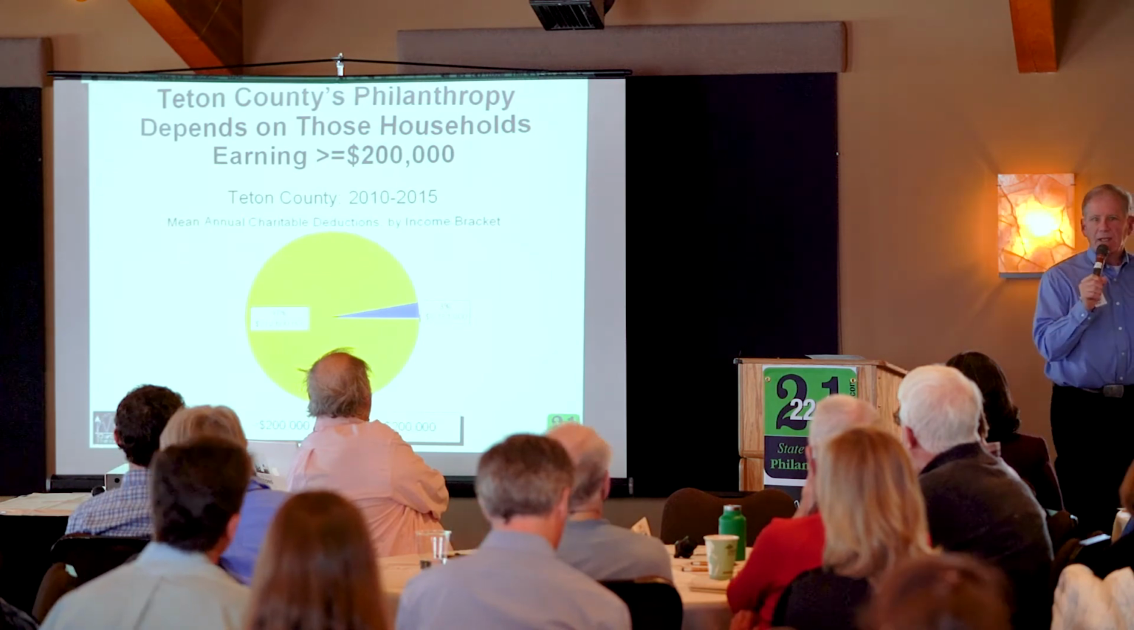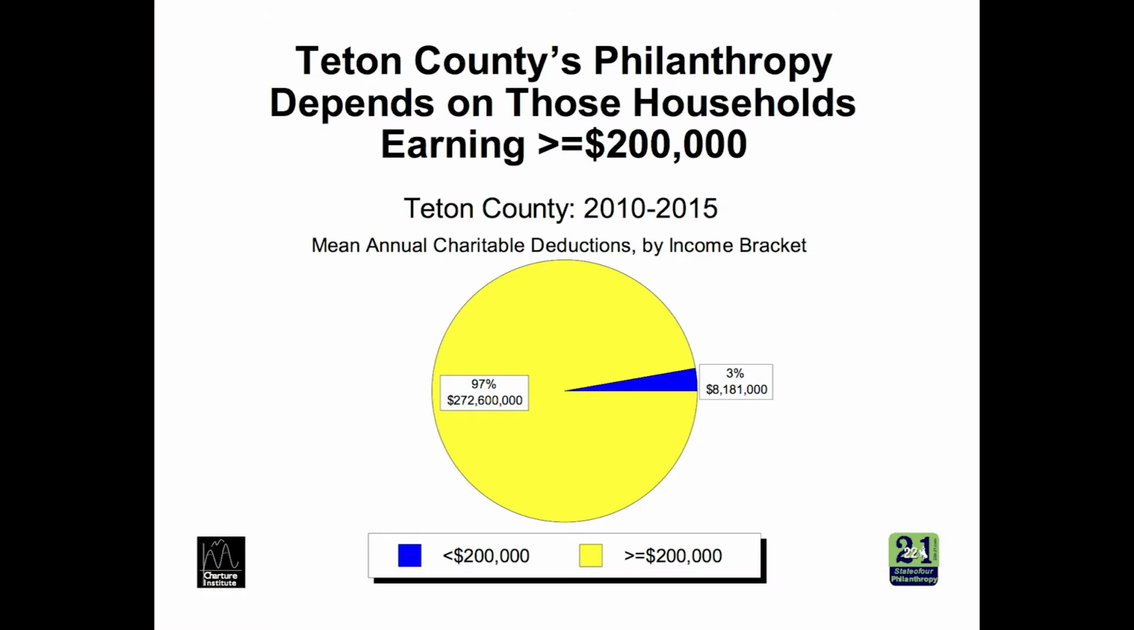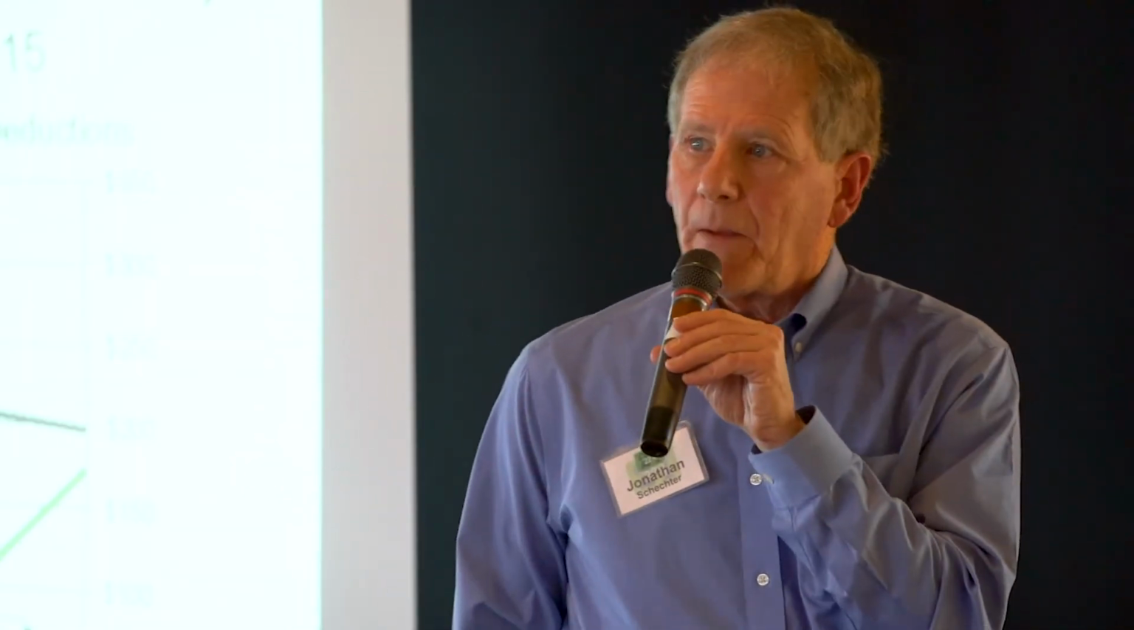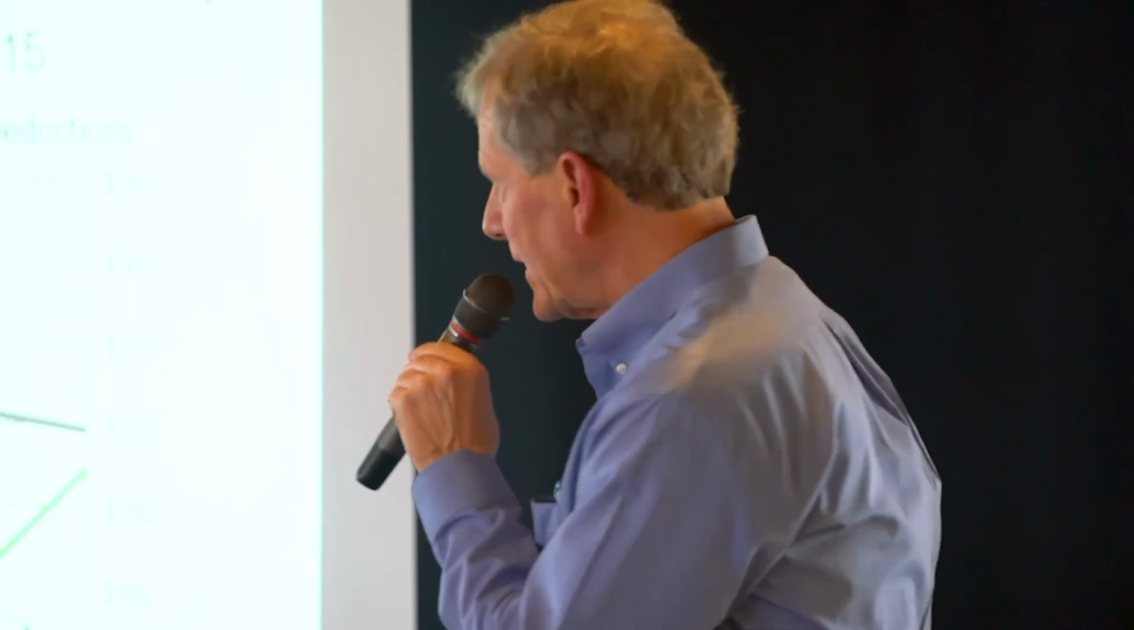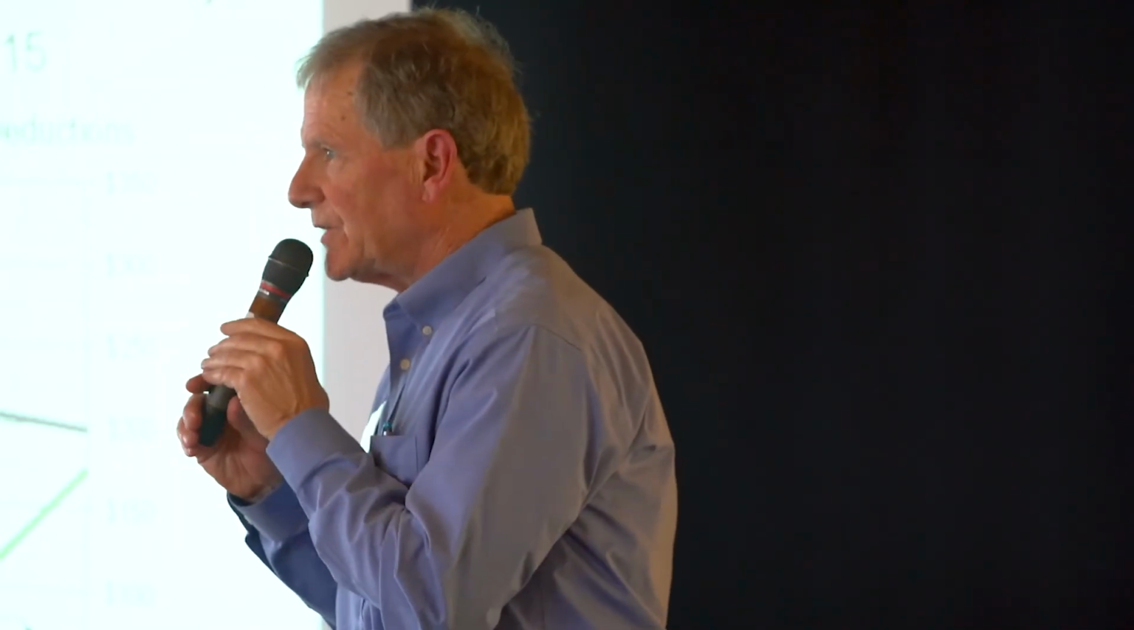The big bottom line is if you look at IRS giving data for the deductions for charitable giving, those households making $200,000 or more, which are roughly 15% of all the residents in Teton County, account for 97% of all the deductions of all the charitable giving. Before you go pinning your hopes completely on that particular demographic, though, there's an awful lot of fluctuation within that.